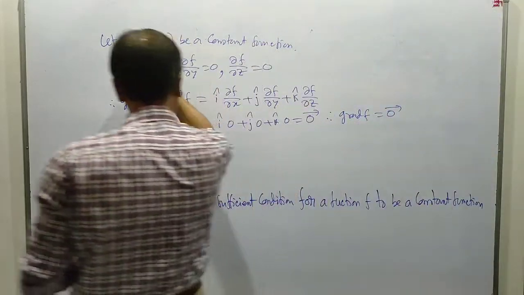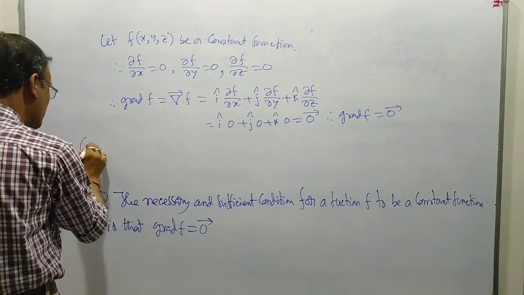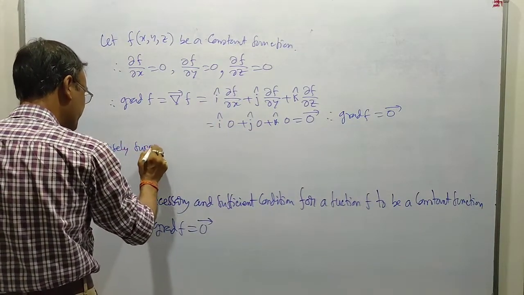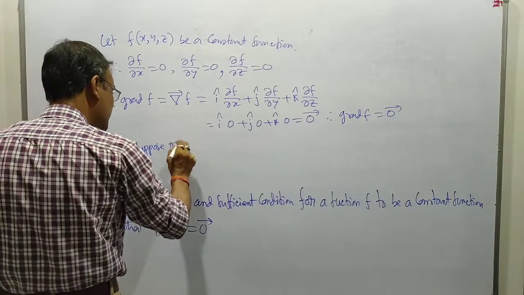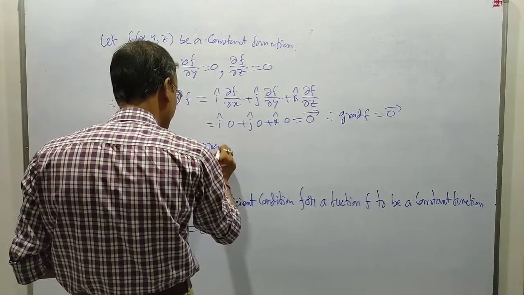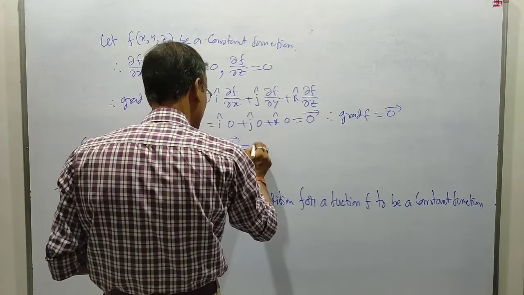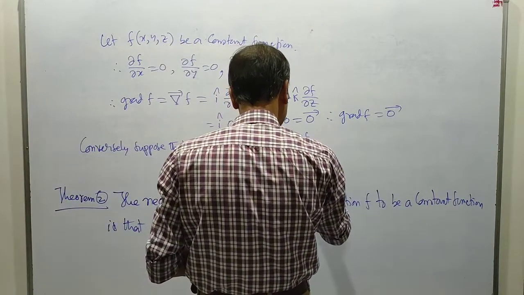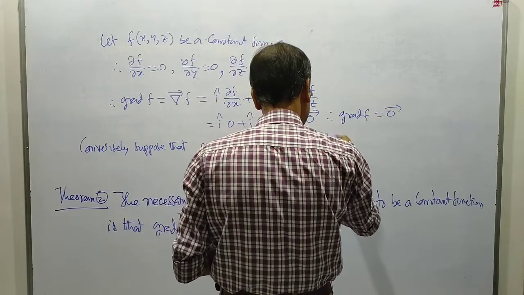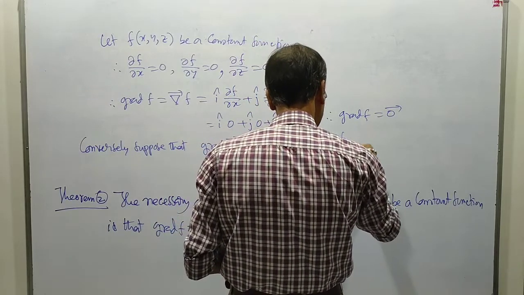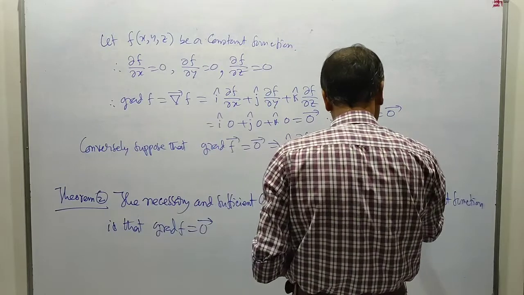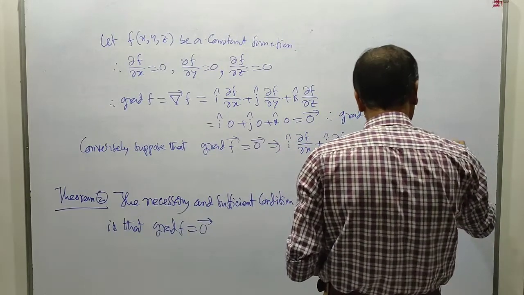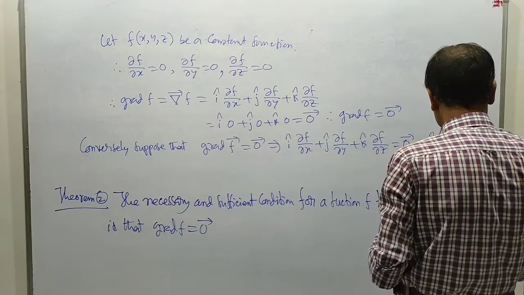If it is a constant function, then conversely suppose that the gradient of f vector is equal to the 0 vector. This means i cap ∂f/∂x plus j cap ∂f/∂y plus k cap ∂f/∂z equals the 0 vector. It can be written as 0 i cap, 0 j cap, 0 k cap.